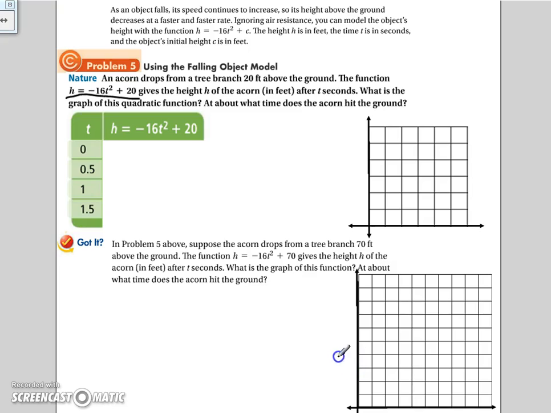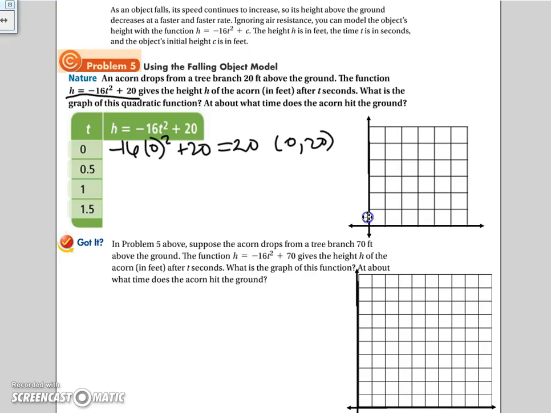So if you do have your graphing calculator, you could just type this function into your y equals and go to the table, or you can plug in each of these values. We have picked smaller values as the acorn will hit the ground fairly quickly. So you can plug in each of your values. So I'm plugging in 0 for t. 0 squared is 0 times negative 16 is 0 plus 20 is 20. So that point is 0, 20.